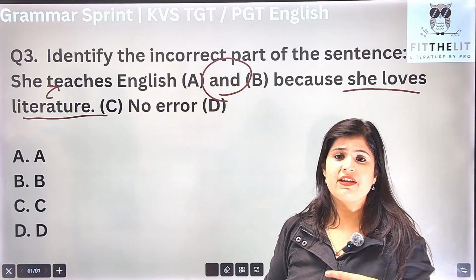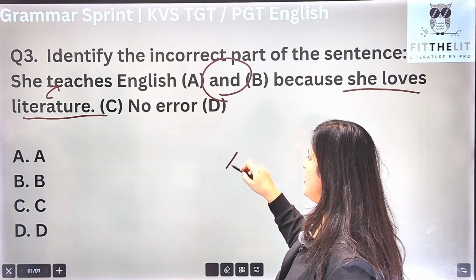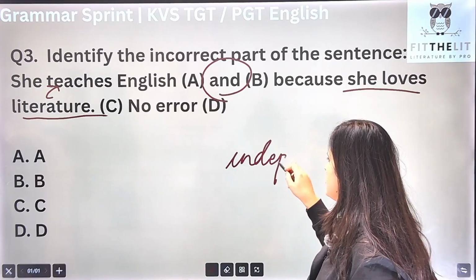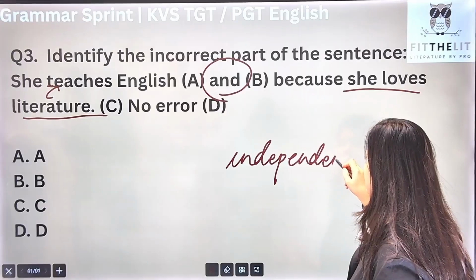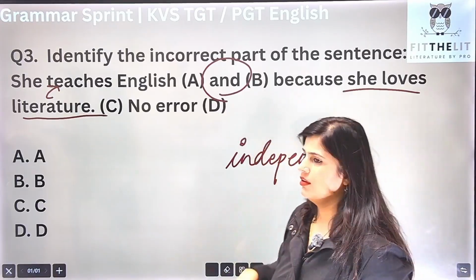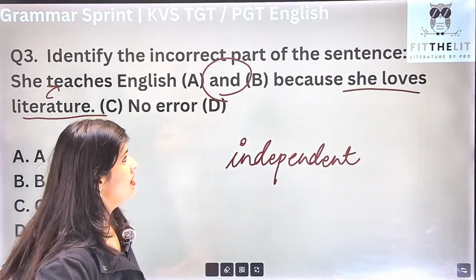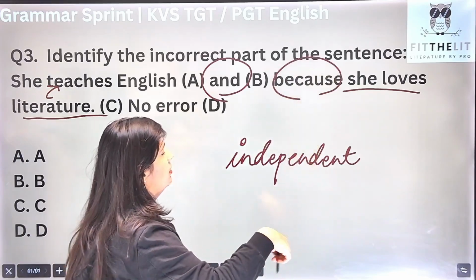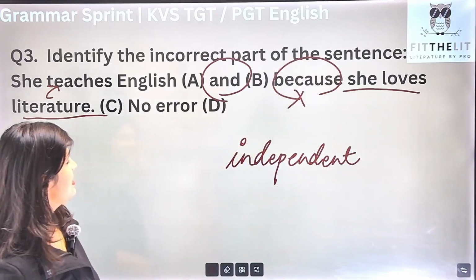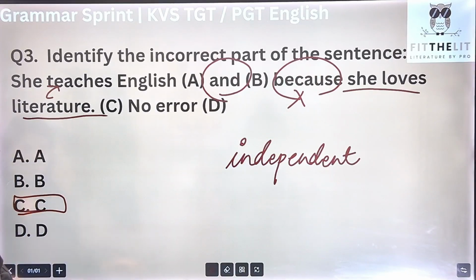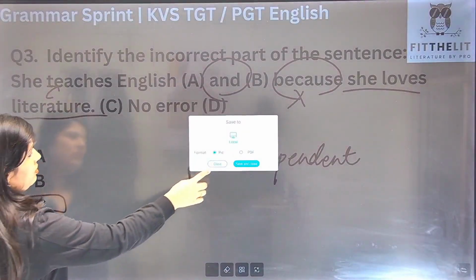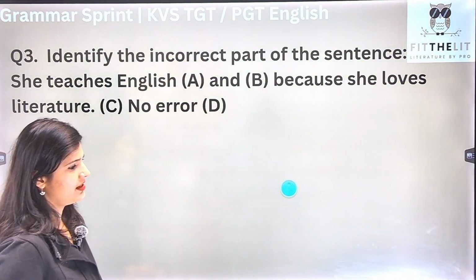because both the sentences are equally important. Both the sentences are independent clauses. तो ये हमारा जो because यहाँ पे लगा है that is wrong. So of course there is an error, and what is the error? Part C. Let us cross verify whether we have chosen the correct answer or not.